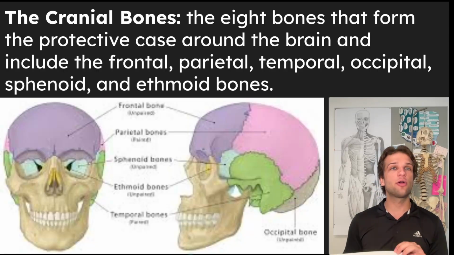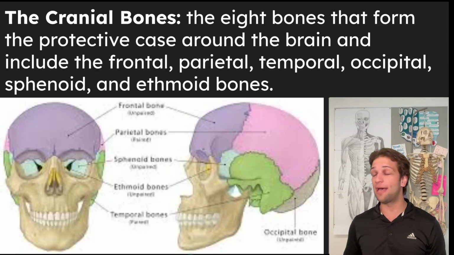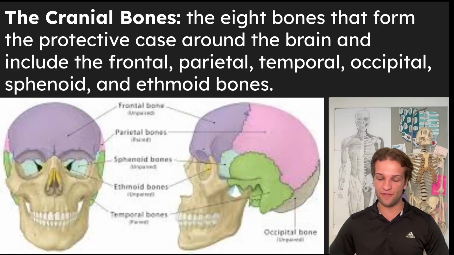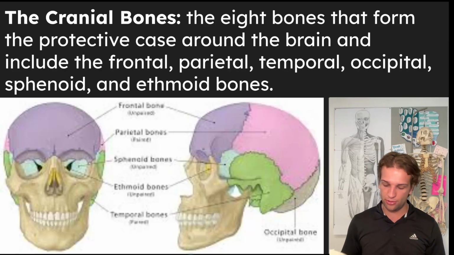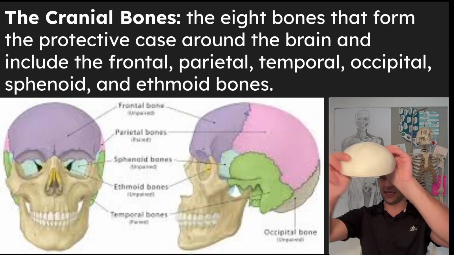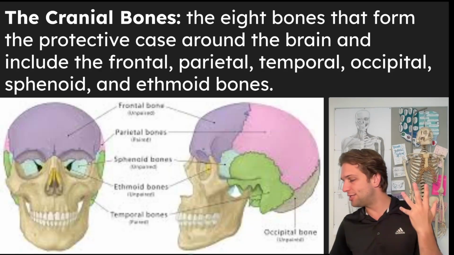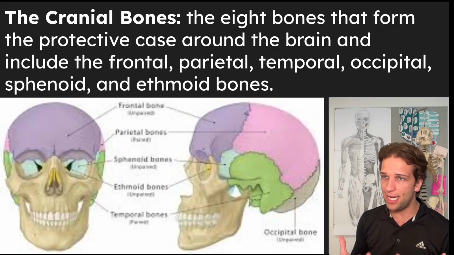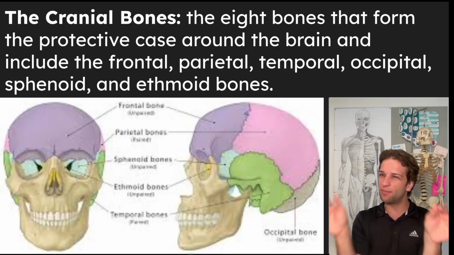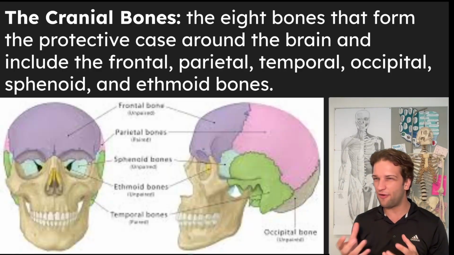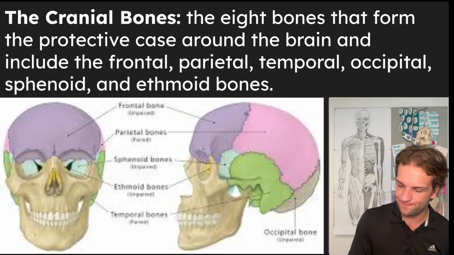Now, for our cranial bones, these are going to be the bones that make up the top portion of the skull. These are going to be primarily flat bones. So if you take a look, these are going to be our thinner type of bone. And their major job is to protect the brain, as well as have some kind of outcroppings to allow for some muscle movement and attachment.